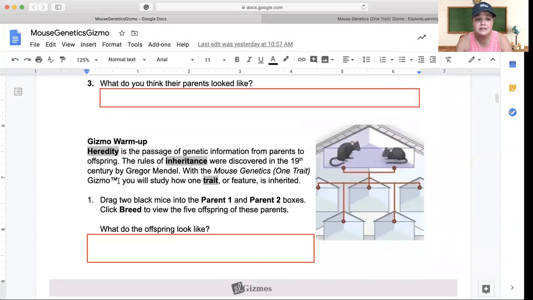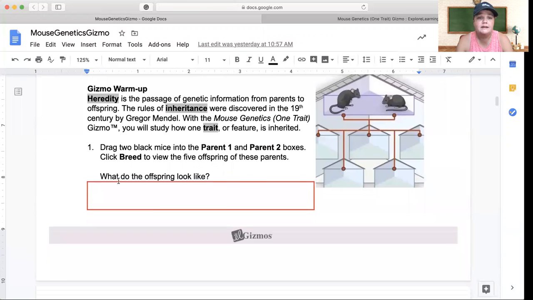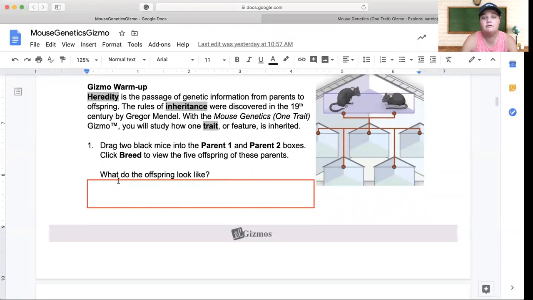Then we go down to the Gizmo warm-up. Heredity is the passage of genetic information from parents to offspring. So heredity is when you get DNA from your parents and it's passed on to you. The rules of inheritance, which means how that DNA is passed on, were discovered in the 19th century by Gregor Mendel, who's this guy who studied pea plants. Yes, pea plants. He spent his entire life looking at plants.